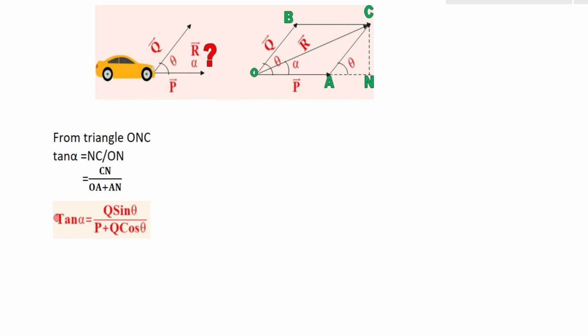Okay, this is the formula for the angle made by the resultant R bar with P bar. Now, if we consider alpha as the angle made by the resultant with Q bar, this angle, then tan alpha will be equal to P sin theta by Q plus P cos theta.